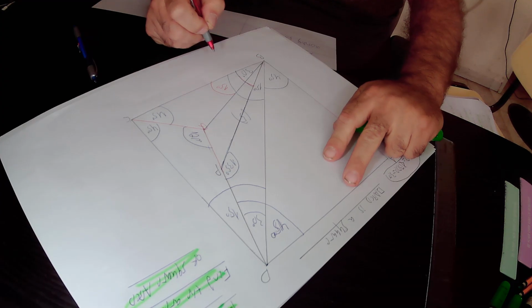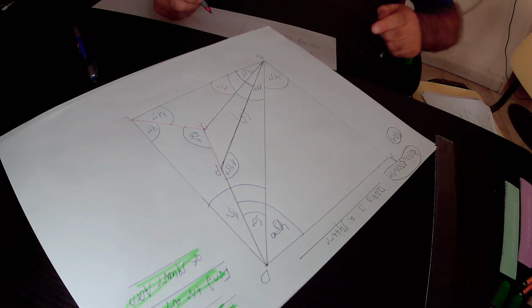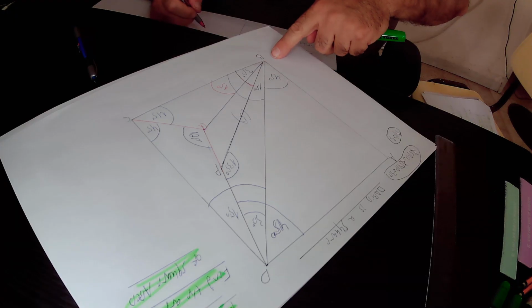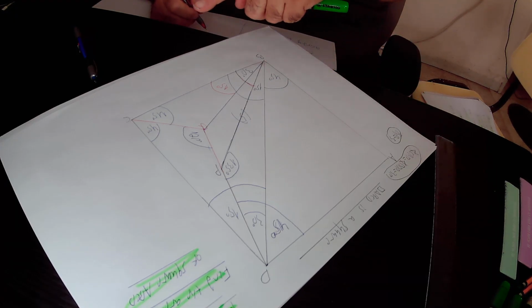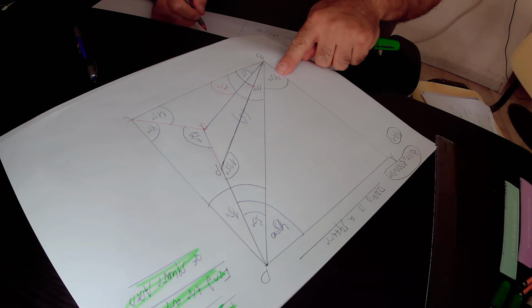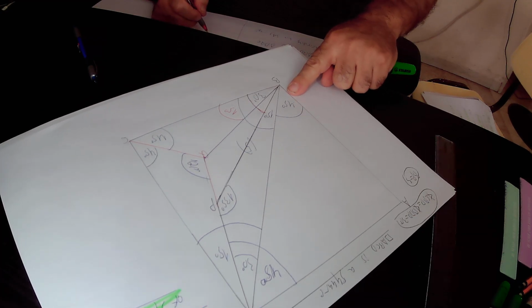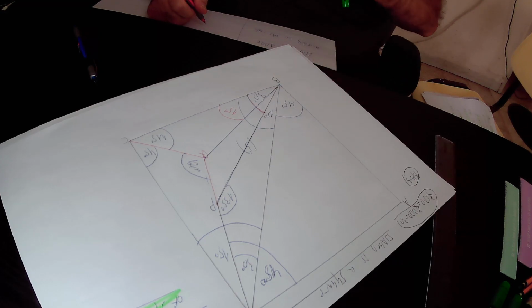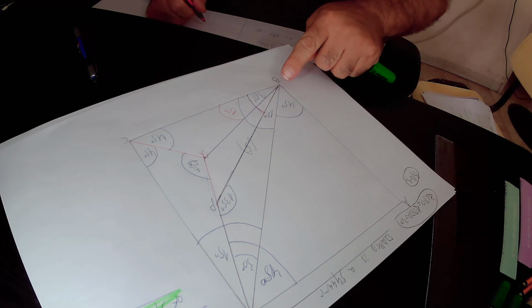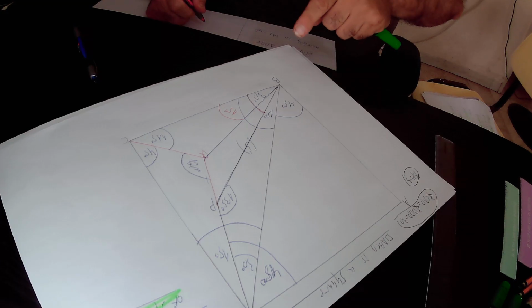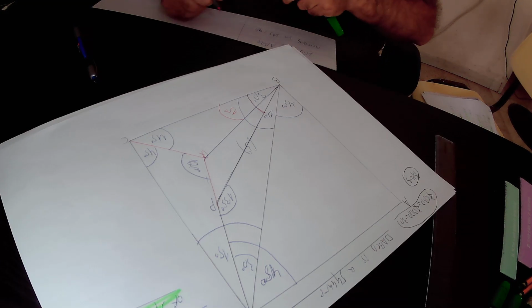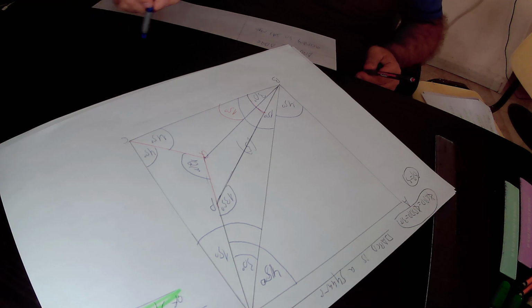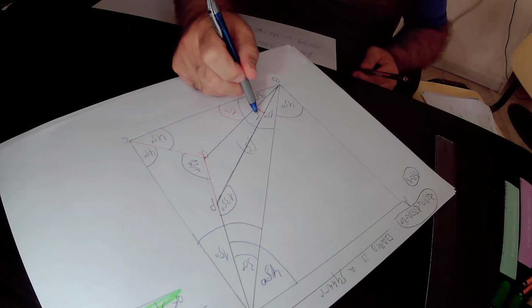Diagonal DB bisects angle ABC. This is the first half of angle ABC, that is 45 degrees. This is the second half. The second half must also be equal to 45 degrees. 15 degrees plus 15 degrees is 30 degrees, and therefore this first missing angle must be equal to 15 degrees in its size. 15 times 3 is 45. That is the size of this second half.